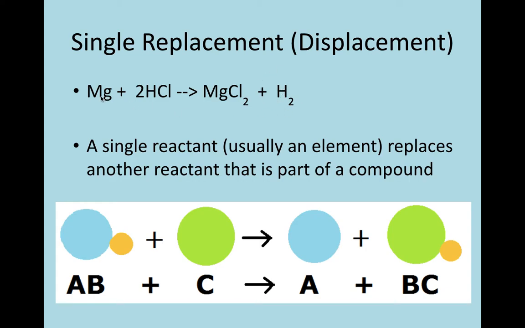here. The magnesium came in and kicked out the hydrogen from the reaction to form magnesium chloride and left hydrogen by itself. Now, even though the hydrogen has a subscript of 2, that's okay. It's still single replacement. So what are you looking for here? You always have a single element on the left and a different single element on the right.